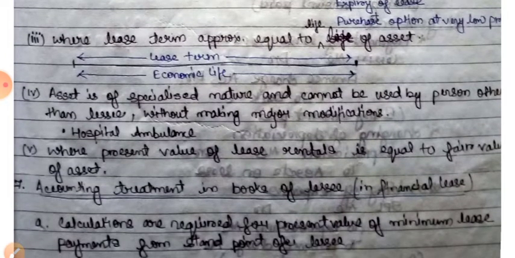Third point is where the lease term is equal to the life of an asset. If the life of an asset is 5 years and the lease term is also 5 years, then we can term it as financial lease.